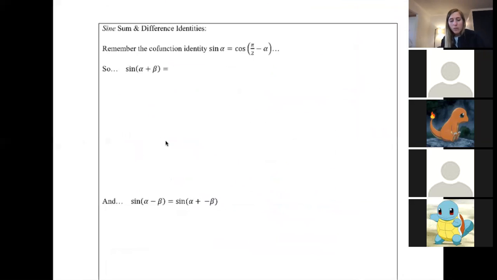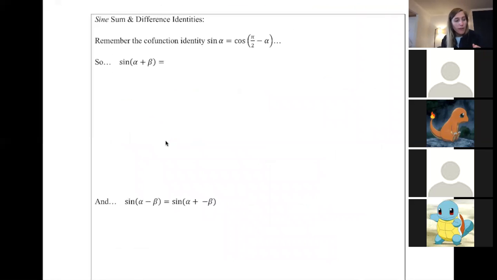So you guys, next we're going to do the sine sum and difference identities. And these ones are pretty simple. I don't know if I believe you. Well, they're not, compared to what we just did, that was the hardest part.